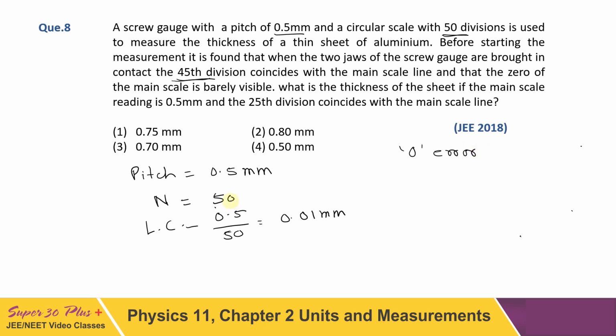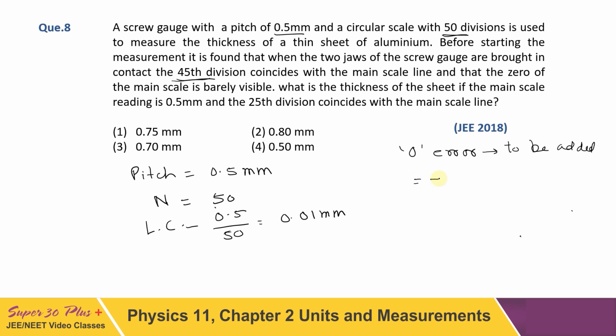So n by 2 would be 25, and we can see the 45th division is coinciding. 45 is more than 25. So here zero error has to be added. And if it is to be added, it has to be a negative zero error. So zero error is negative.